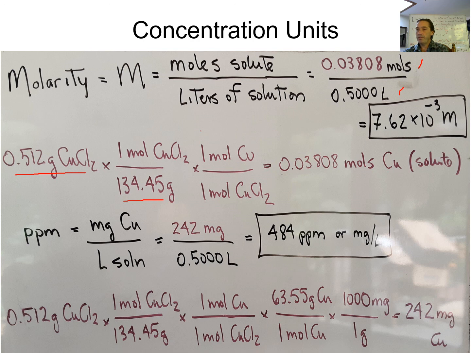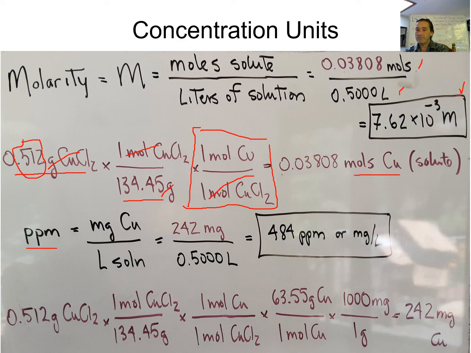And then I use stoichiometry. I say for every 1 mole of copper chloride, there's 1 mole of copper 2+, or just copper in general. And I see that my units cancel here, and I'm left in moles of copper solute. And so that's the number I put here, and I divide by my liters, and I get my answer. 3 significant figures because of the initial volume or initial grams that I started with.